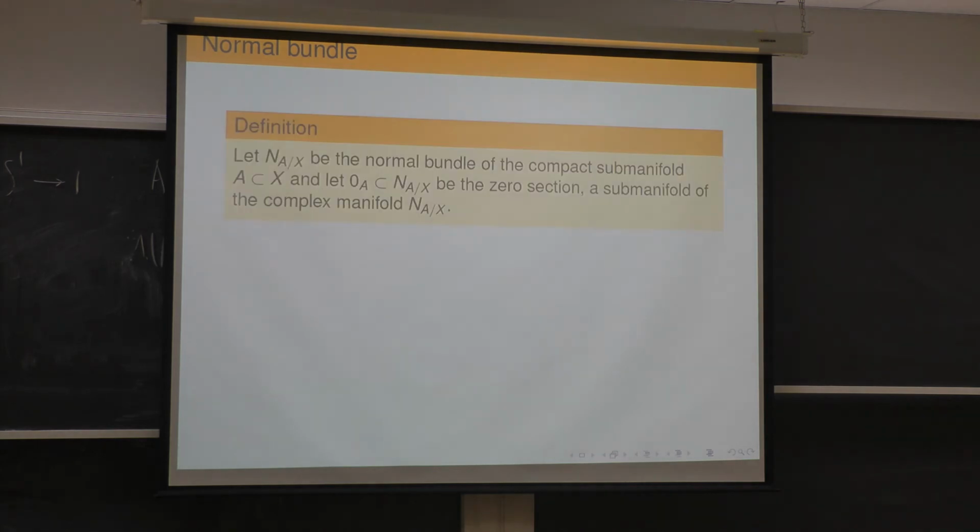And the normal bundle is important. So we denote by N_A the holomorphic normal bundle of the compact submanifold. And I denote by 0_A the zero section of the normal bundle.